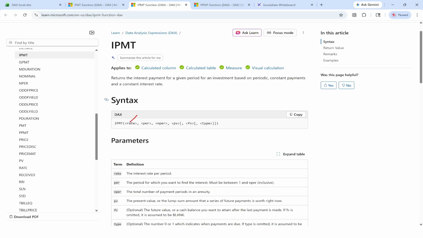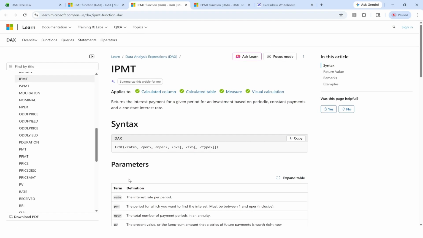Here there is a change in the syntax between PMT and IPMT. You need to use period. Period means whether you are paying at the beginning of the month or the end of the month. The remaining syntax is the same: present value, number of periods, interest rate. This is about IPMT.